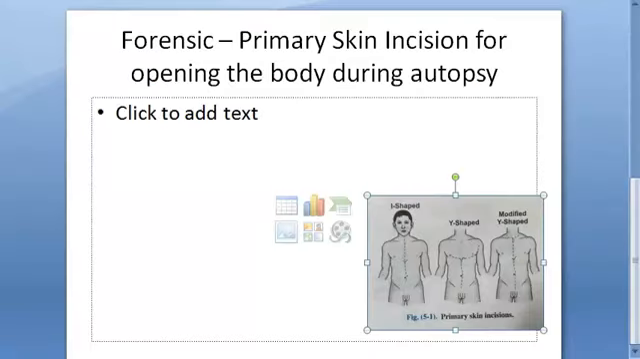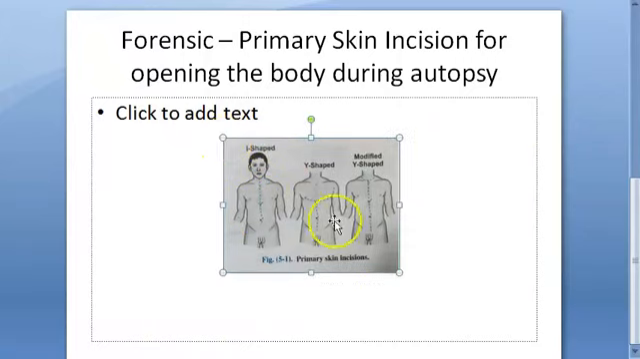Guys, let us look at this topic, skin incisions at autopsy. The primary skin incisions for opening the body during autopsy, there are three types here. You have I, Y and a modified Y. As you can see in this diagram, you have an I, Y and a modified Y. Look at this diagram.